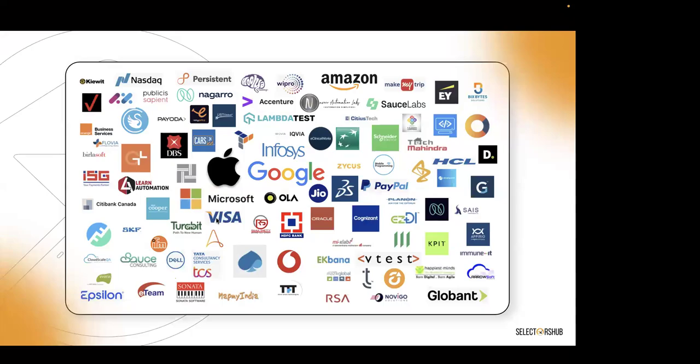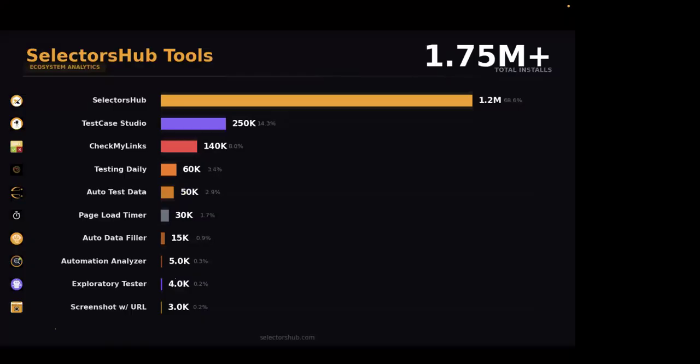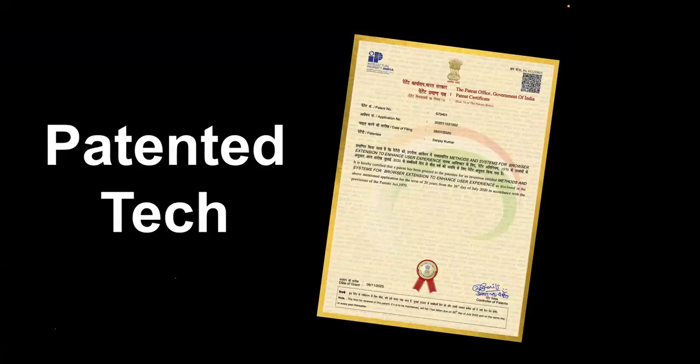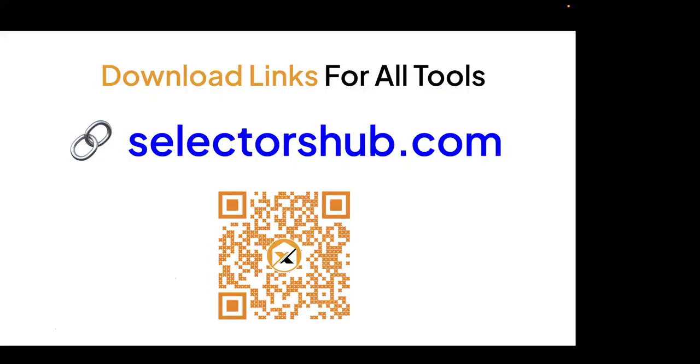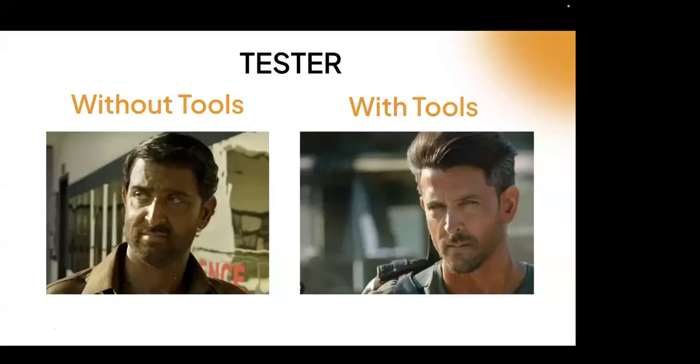Okay, so these were all the tools, and they have many features. In this quick session, I couldn't cover all of them. These are some of the logos of companies where these tools are being used. Pretty much in every company, everywhere, they are being used. Almost 1.75 million testers are using these tools right now. This is patented technology, so all of them are very innovative features and tools that you have seen. All the download links are available on slacktosub.com.